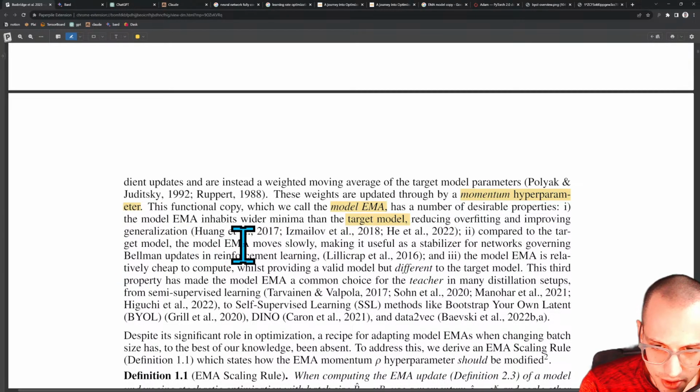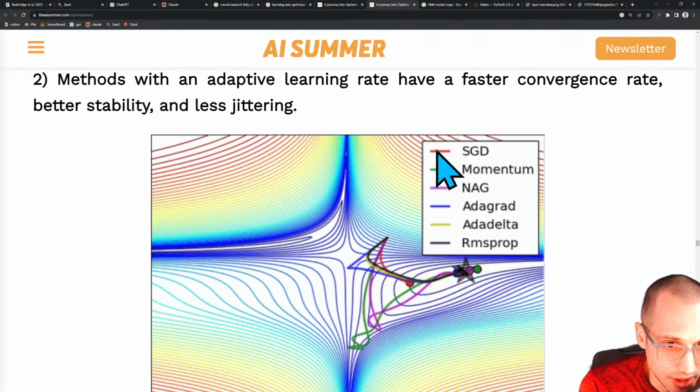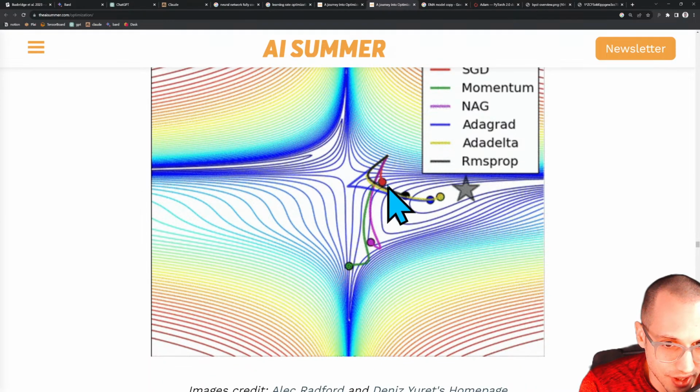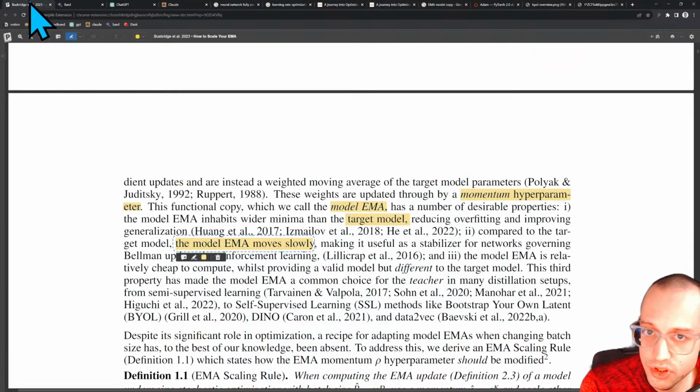Compared to the target model, the model EMA moves slowly, making it useful as a stabilizer for networks. When you hear "moves slowly," just think about this little SGD here, this little red optimizer. You see how much slower it's moving? It's moving slower, but also look how much more certain it is. This green line, which has momentum, moves faster, but it goes in a bunch of the wrong areas. It takes a bunch of steps, ends up in a bunch of nowhere, and then eventually gets to the right answer. But this slower red one, the direction is more certain, more correct.